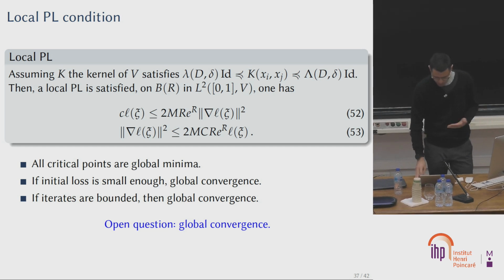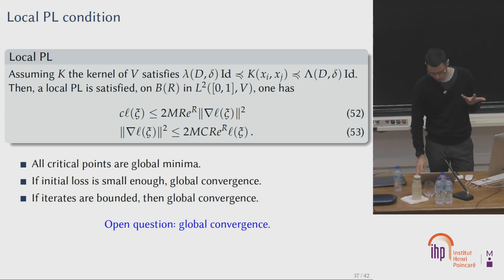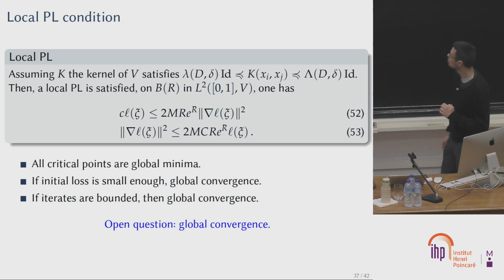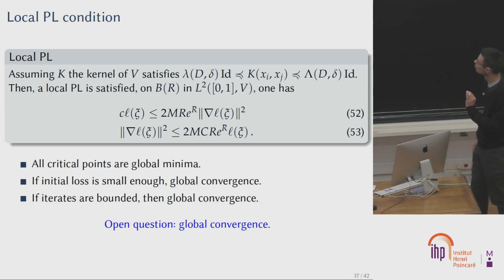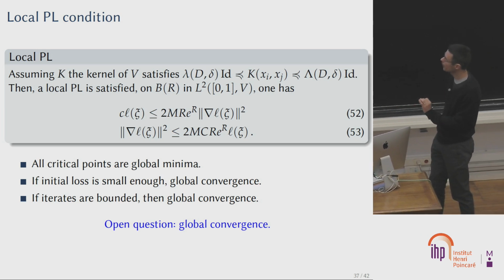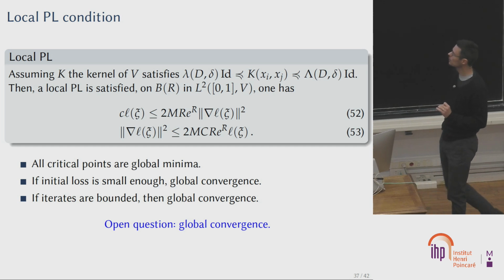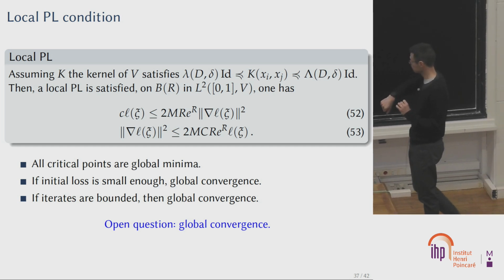But using these assumptions, we are able to show these inequalities 52 and 53, which tell you that it satisfies Polyak-Lojasiewicz. So in particular, the benefit of this overparametrization here is that all the critical points are global minima. Okay? And if the initial loss is small enough, then we get global convergence.